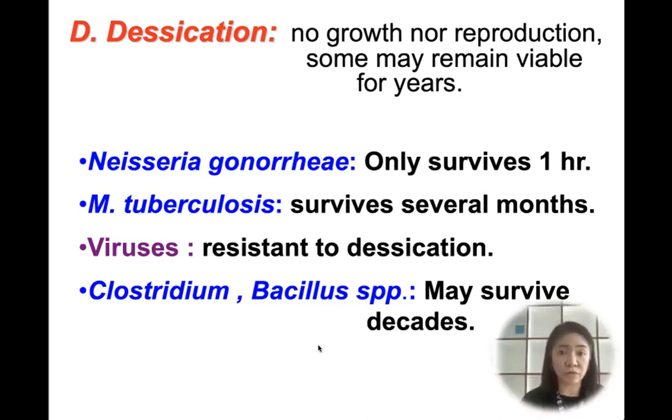of their endospores. But for organisms like Neisseria gonorrhoeae, napaka-sensitive dito sa temperature, di ba? So it would only survive 1 hour na wala siyang water. Your Mycobacterium tuberculosis may survive several months in dry environments. Why? Because of its unusual cell wall. Remember, nandun yung mycolic acid.